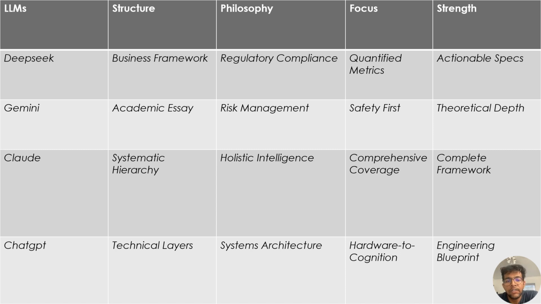Also, let's talk about the philosophical divergence. Perhaps the most striking was DeepSeek's view of AGI as a tool for human flourishing, and Gemini understanding AGI as an existential risk requiring careful management. Claude treats AGI as comprehensive intelligent systems requiring human-like capabilities across all the domains, and ChatGPT approaches AGI as a bottom-up engineering system which needs to be built from hardware constraints upward. These philosophical differences would lead to completely different AGI development strategies.